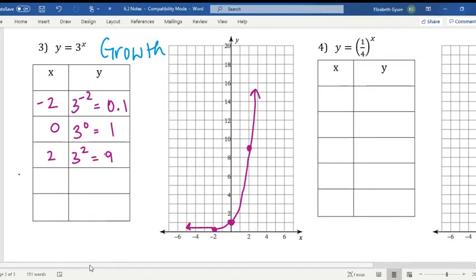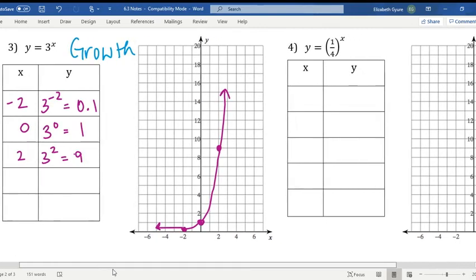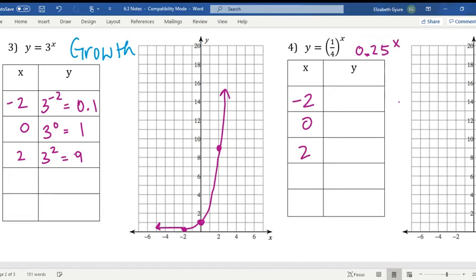All right, let's try out number 4 then. For number 4, we have 1/4. Again, that's a fraction. Let's try to not plug fractions into our calculators. Anyone know how I can change 1/4 to make it a little easier to plug into the calculator? Yeah, that's what I would do. 0.25 to the x is what we're going to change this into. Good. And you don't have to have the parentheses if you don't want. They just put them because it's a fraction. So we're going to plug in -2, 0, and 2.